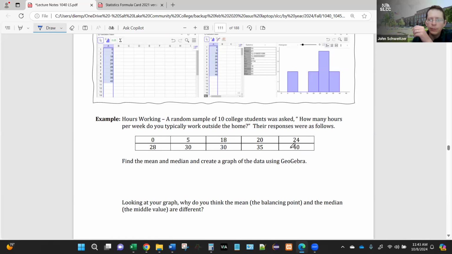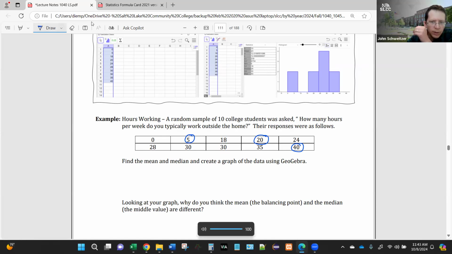Okay, so for example, this student here has a full-time job. They're working 40 hours a week. This student here has a part-time job. They're only working 5 hours a week. This student here is kind of like a half-time, right? Working half-time, right? So this makes sense. There's all sorts of different scenarios out there for people, different situations. We want to find the mean and the median for number of hours worked for students.